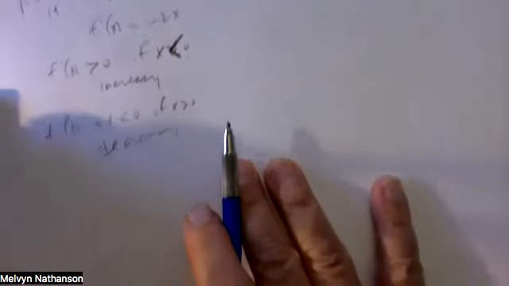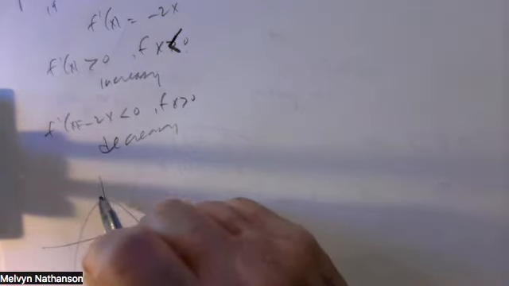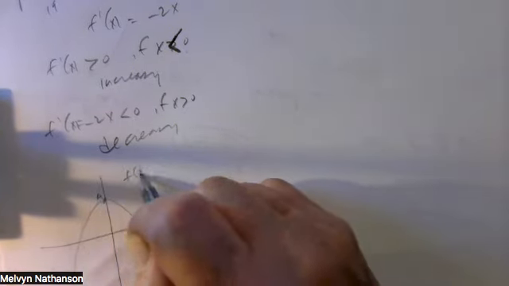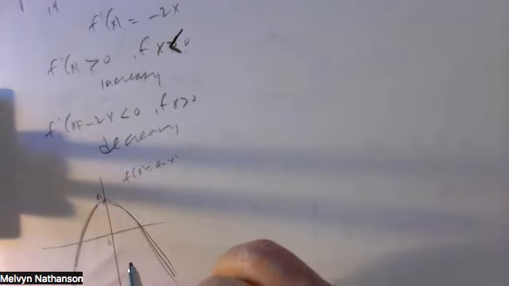And of course, if you graph this parabola, you see immediately that's correct, because the graph of 4 minus x squared is just this. And you see for x less than 0, the function is increasing. For x greater than 0, the function is decreasing.